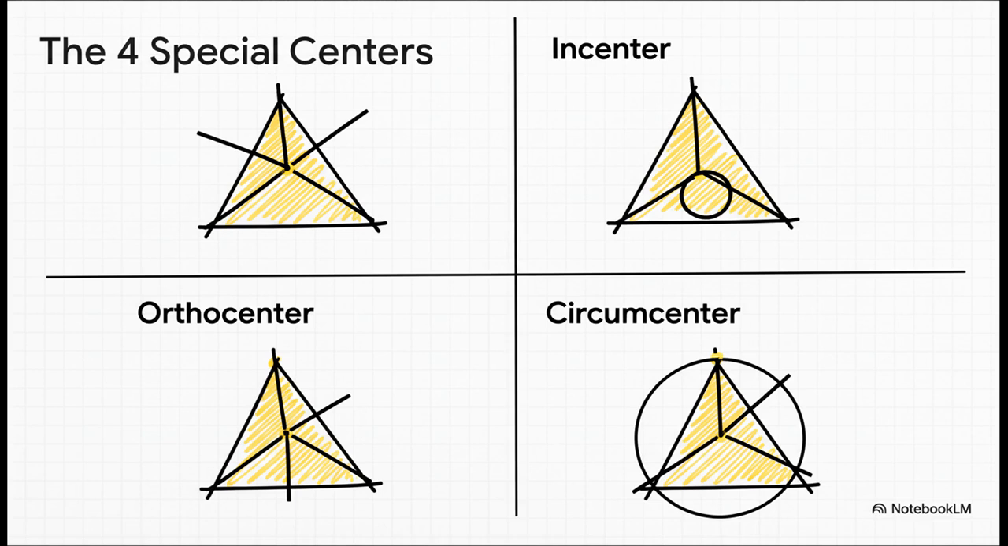First, there's the centroid. That's the triangle's center of gravity, where the lines connecting corners to the middle of the opposite sides all meet. Then you've got the incenter, which is the center of a circle that fits perfectly inside the triangle. There's also the orthocenter, where all the altitudes meet. And finally, the circumcenter, which is the center of a circle that passes through all 3 corners of the triangle. Knowing these is key for solving really complex problems.